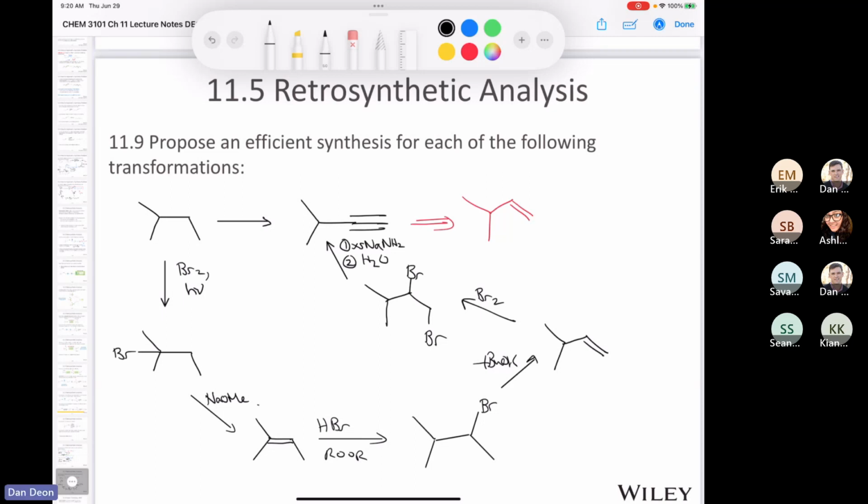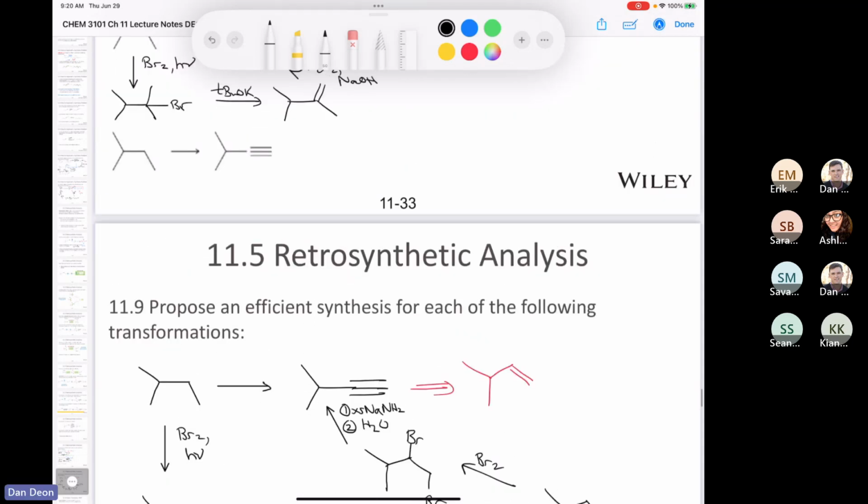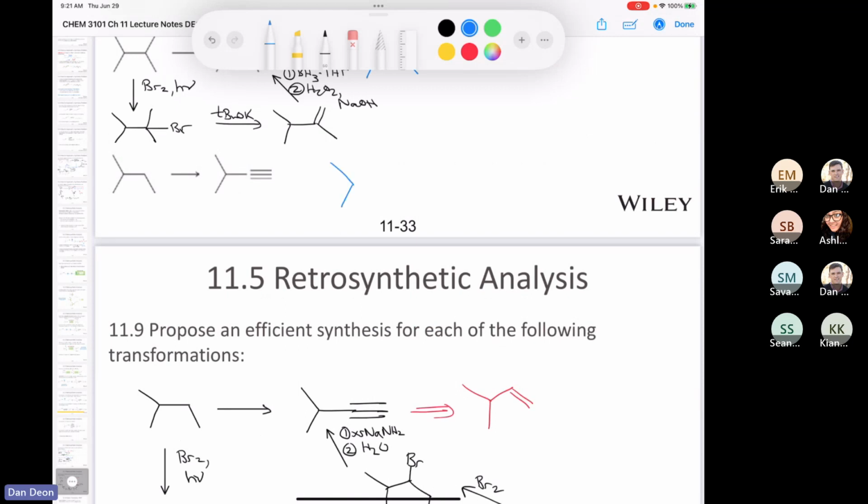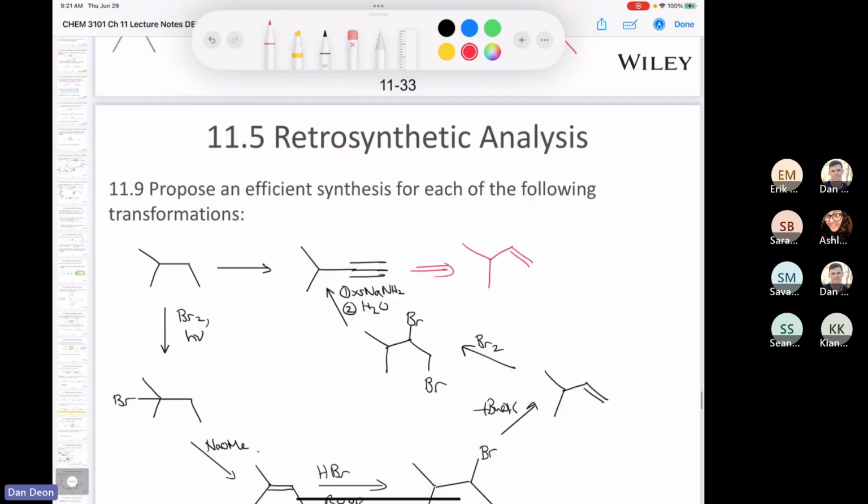Excess bromine and light? No, you couldn't do it in this specific case, because if you did excess bromine and light in this one, what I imagine would happen is that since you've only got one tertiary proton, right? This is the only tertiary proton that you would have, is this one here. So if you did excess Br2 and light, you would brominate at that position, and then you would start brominating here. And you couldn't do a double elimination on that to get the terminal alkyne. Does that make sense? Yeah, okay. No, it's a good idea, but I don't think it would work in this case.